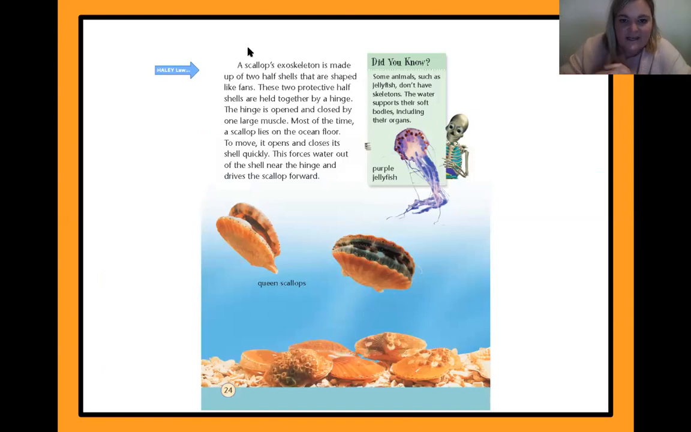A scallop's exoskeleton is made up of 2 half shells that are shaped like fans. These 2 protective half shells are held together by a hinge. The hinge is opened and closed by 1 large muscle.